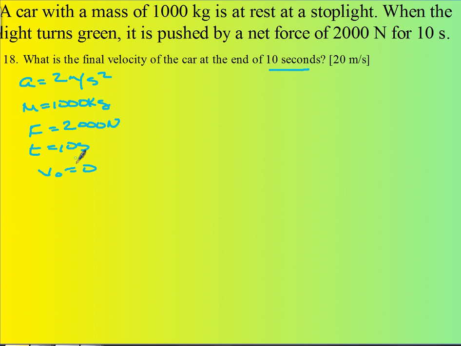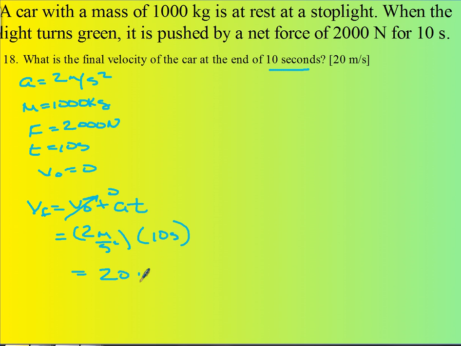Oh, goodness gracious. We're going back to kinematics. We want to know the final velocity. I know v final is v initial plus acceleration times time. This is 0. My acceleration is 2 meters per second squared times my time, which is 10 seconds. So 2 times 10 is 20 meters per second.